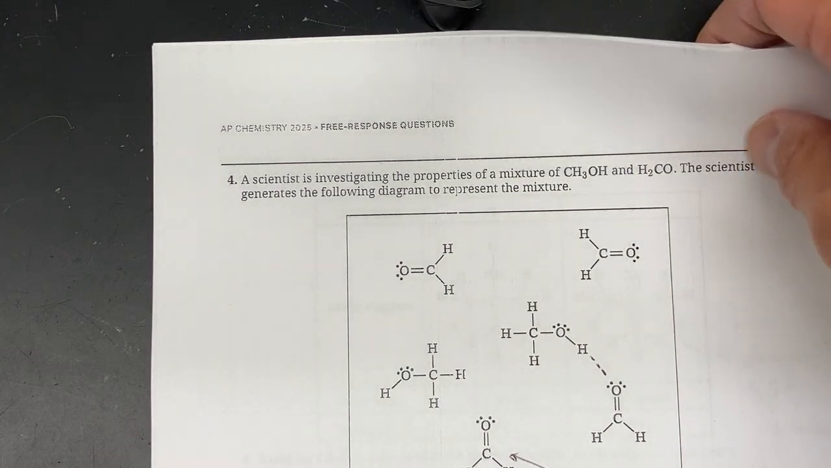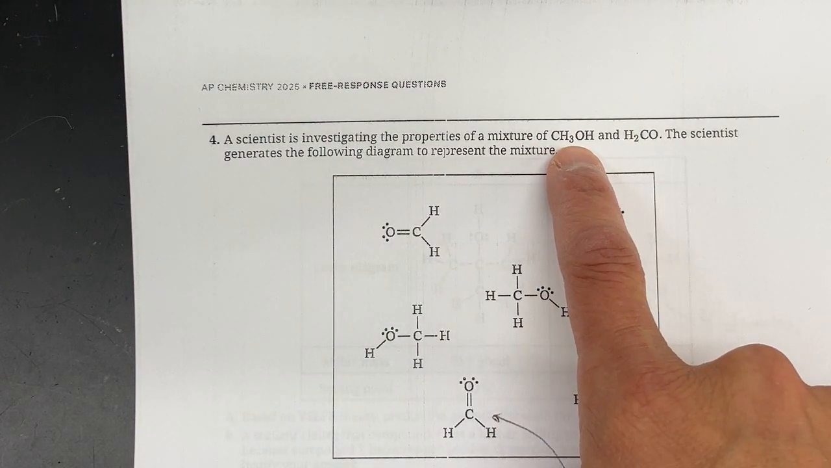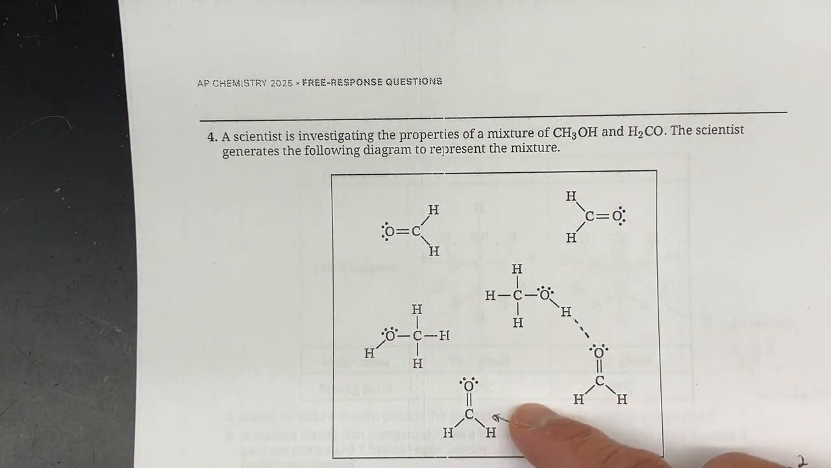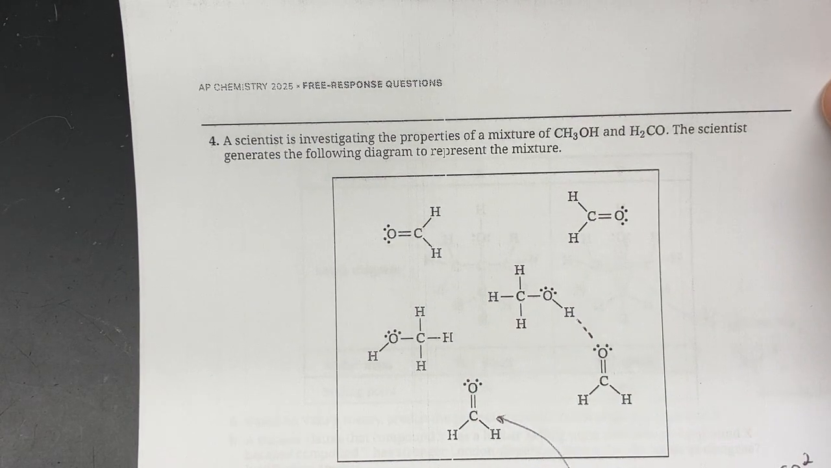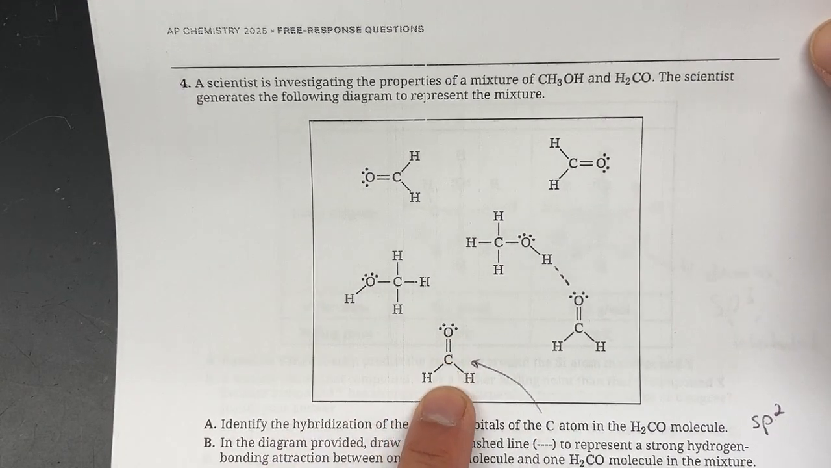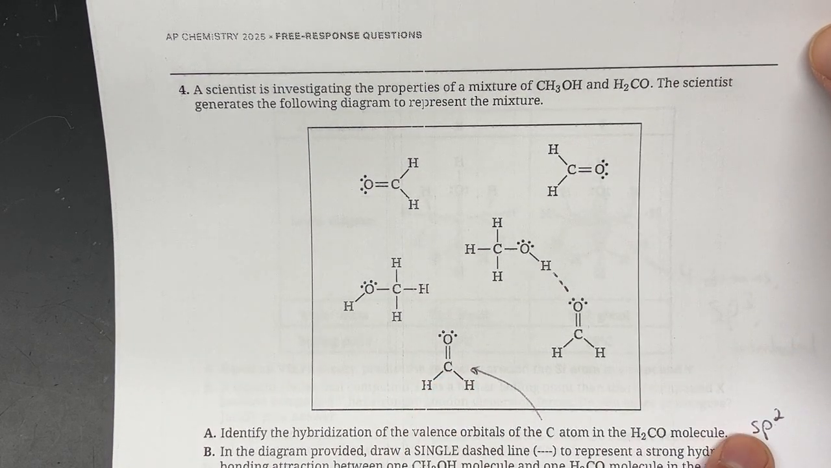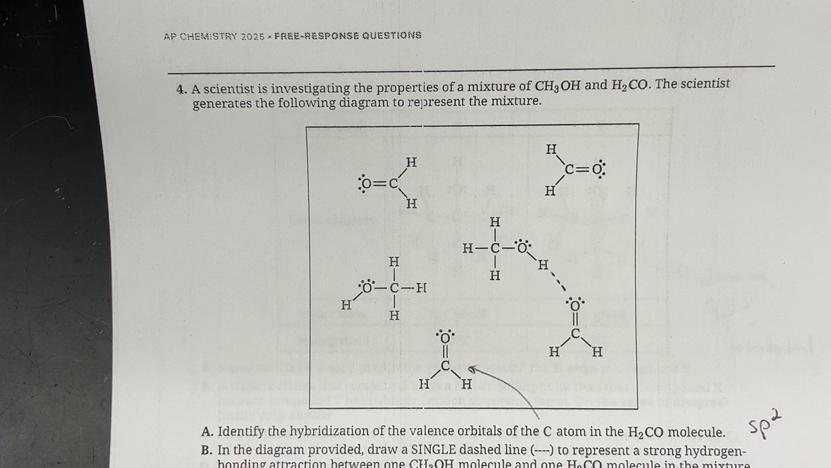So this first question, the short answer, we have CH3OH plus H2CO, and this is the mixture here. The first thing is to identify the hybridization of the C in this formaldehyde, and it is sp2. There's 1, 2, 3 domains, sp2. No explanation needed, so don't give an explanation.